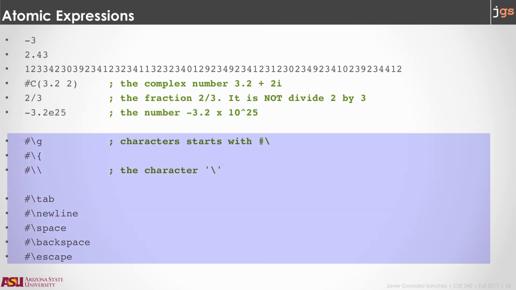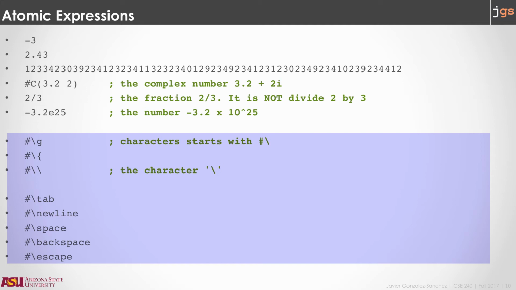Characters do not use the quote symbol. We're going to use the quote for something different. So the characters in Lisp begin with the sharp and the backslash, and then the character. So the character G is sharp backslash G. The character open curly bracket is sharp backslash open curly bracket. The character backslash is sharp backslash, and so on.